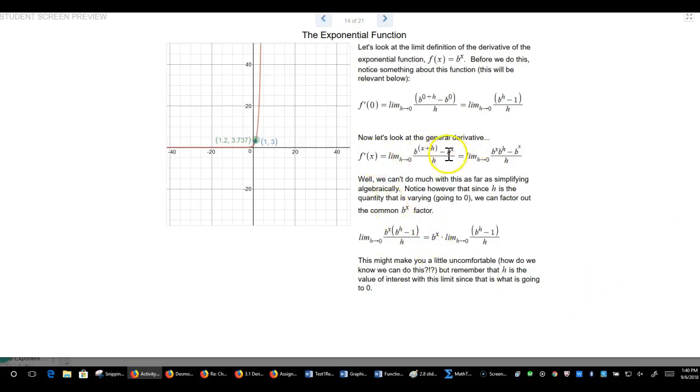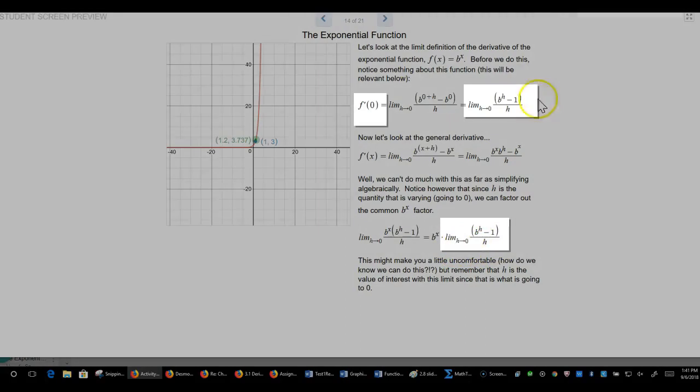And now let's look at the general derivative. So again, I have the difference quotient. I can't really do much with this, except I can factor out that common factor of b to the x. But now notice that this limit is in terms of h. This b to the x isn't really coming into play here with this limit. H is what's changing. So I can actually treat that b to the x as if it were a constant, and I can factor it out from the limit. So I have b to the x times this limit.